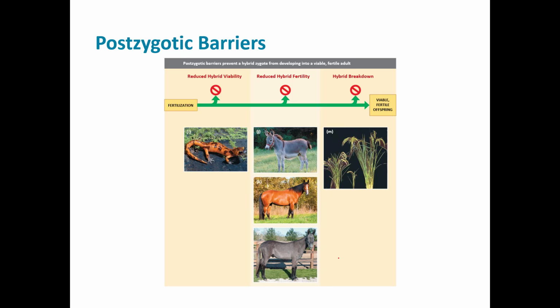And lastly, we have one called hybrid breakdown, where hybrids are produced and they are viable and they are fertile, perhaps. But what happens is after another generation or so, they become small and sickly and die out. So they may actually survive for a bit, but they don't live very long and they're somewhat sickly. Even if they do, they may reproduce, like I said, but over time they die out.